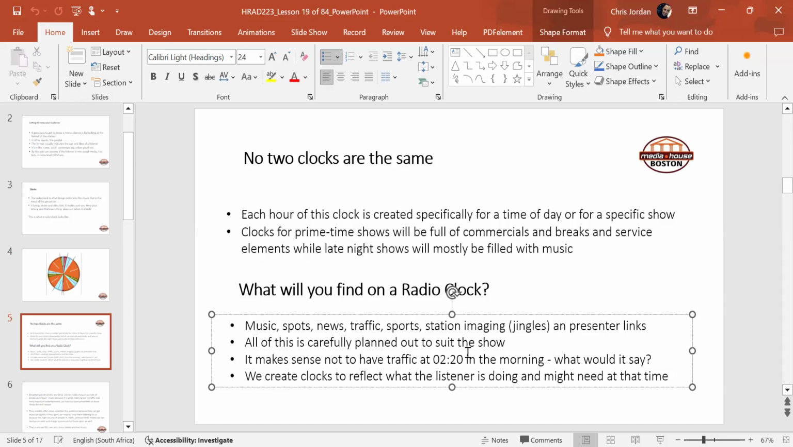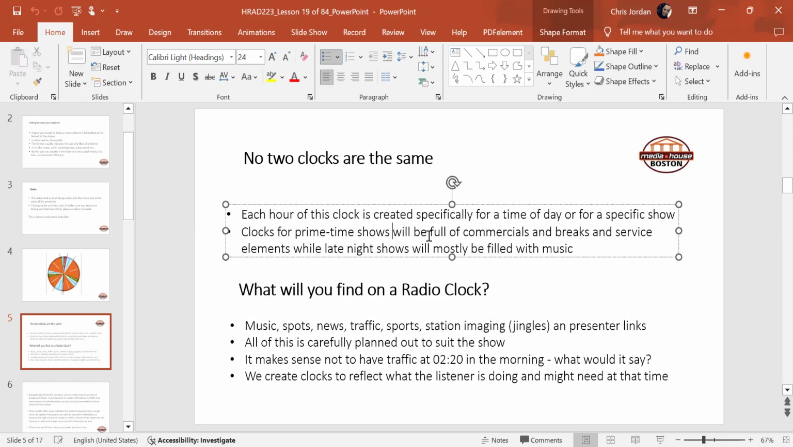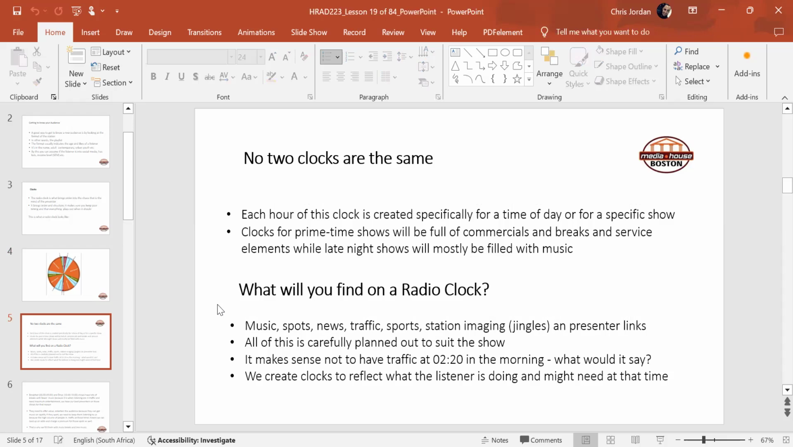So it could be a collective of things that we're mixing together, right? To kind of brand the station and the feeling, the atmosphere, the tone, and again the format we're trying to showcase there. Presenter links are also obviously included in the clock. All of this is carefully planned out to suit the show. So we know what the listener is expecting, what they're busy doing at that time of day, and then we will construct a clock based on that kind of behavior.